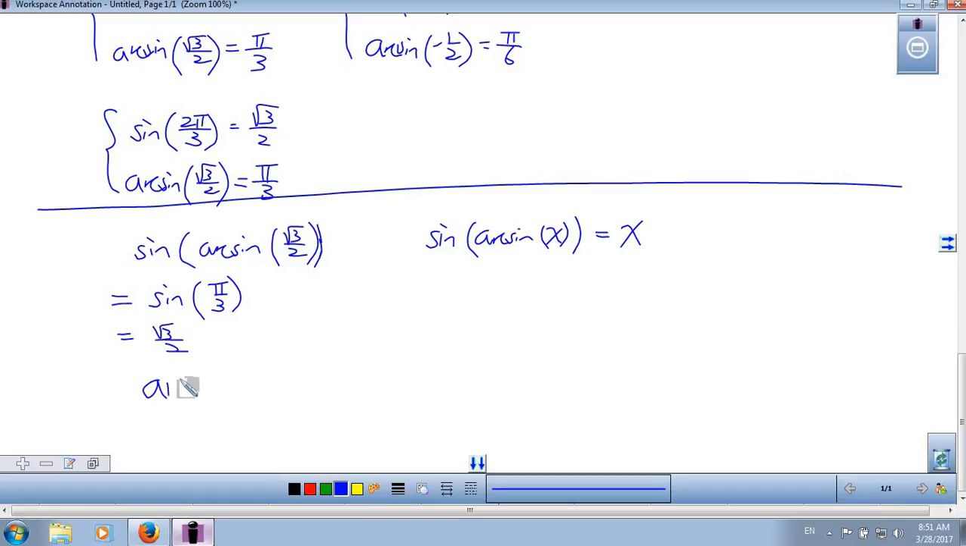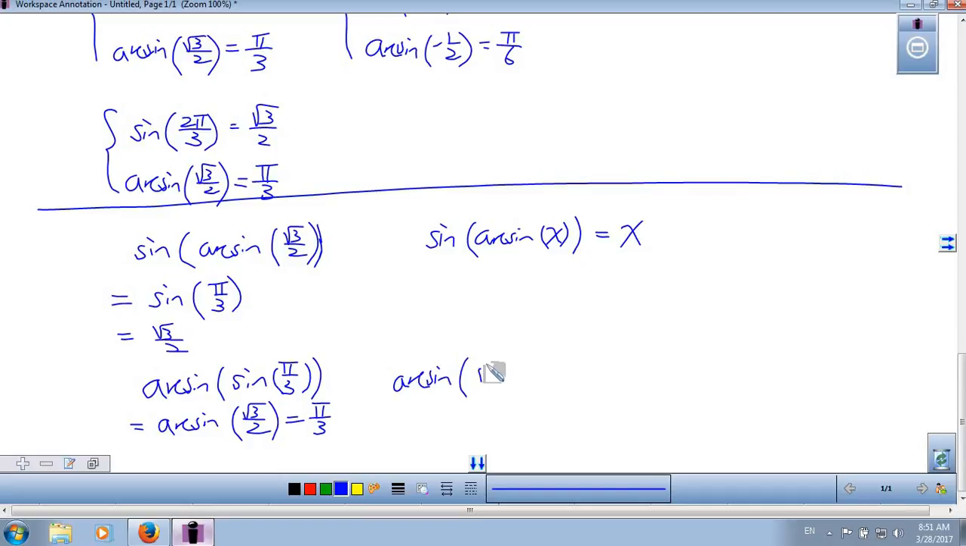Let's try that. What about arcsine of sine of pi over 3? Would that be equal to pi over 3? Sine pi over 3 is square root of 3 over 2, but arcsine of square root of 3 over 2 is in the first quadrant, and it is pi over 3. That's true.